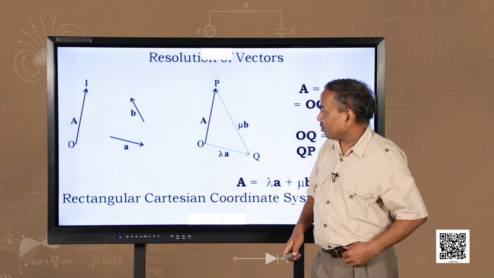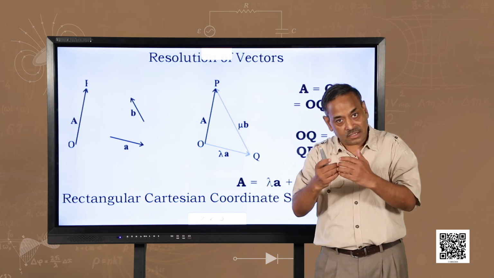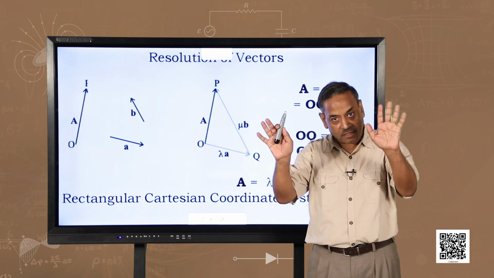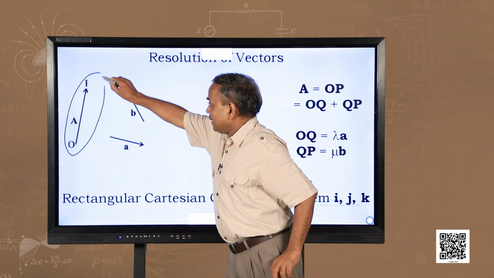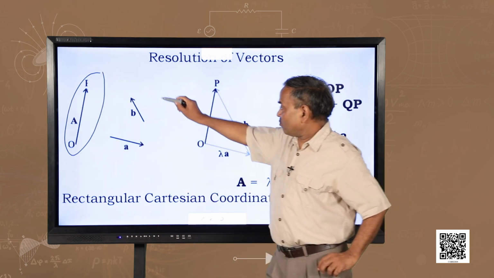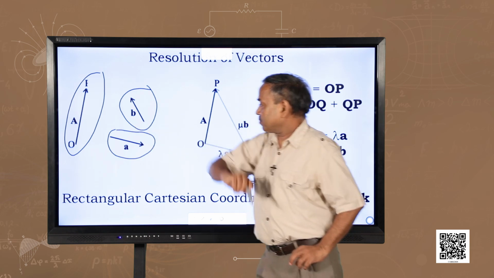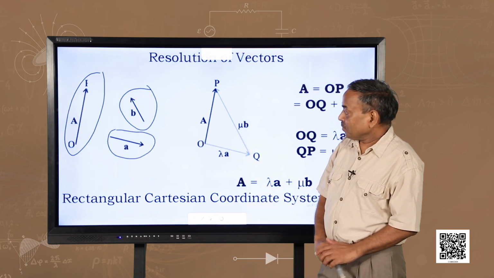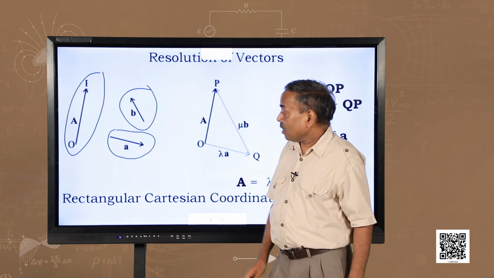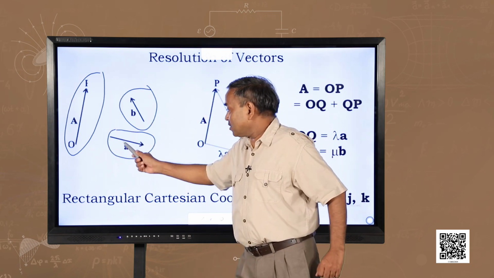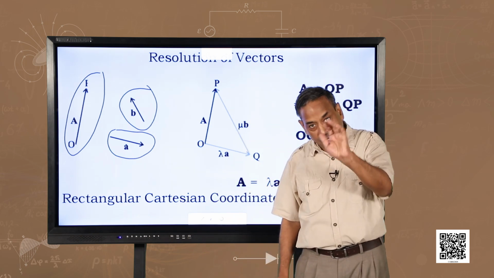How do we resolve? Now, first forget about the directions, just take a general situation. Let us say this is a vector A. This is one direction B, another vector B, and another vector small a. Now, if a vector is applied in this direction, what will be its effect in this direction or in this direction? This is something like a simple algebra.